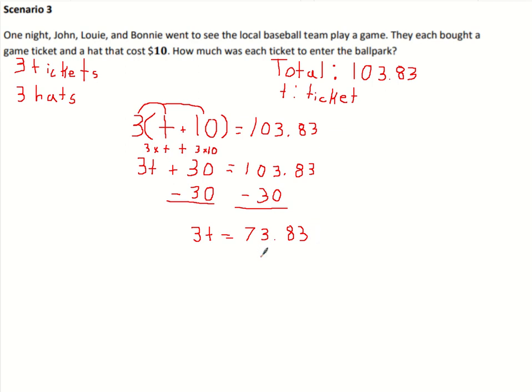But I don't really care how much 3 tickets cost. I want to know how much a single ticket costs. So I'm going to take my number of tickets and divide it by 3. And I'm going to take my cost and divide it by 3. So now I know that my ticket is going to equal $24.61.